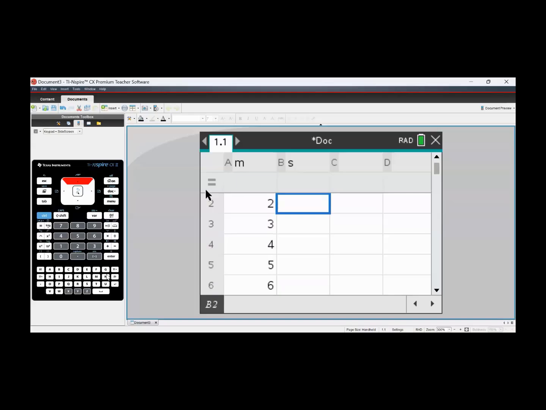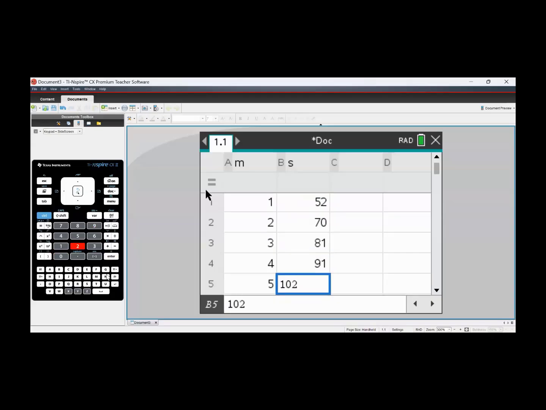Now I'm going to enter my savings: 70, 81, 91, 102, 118, 132.